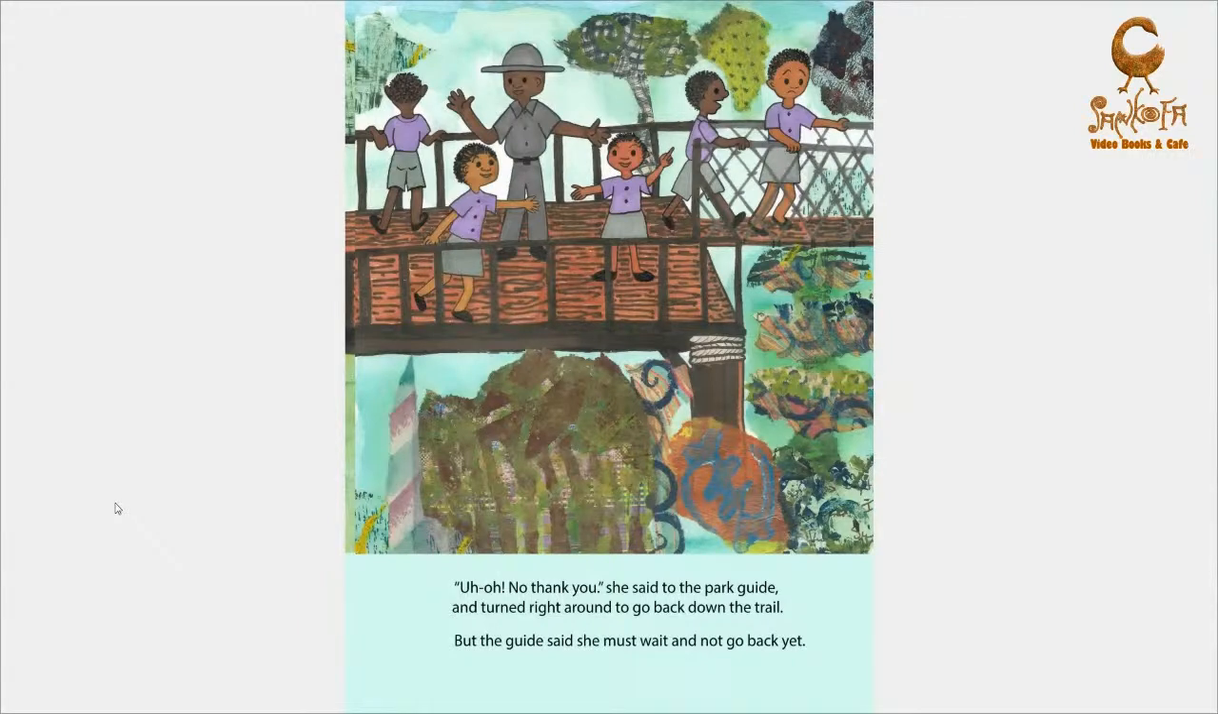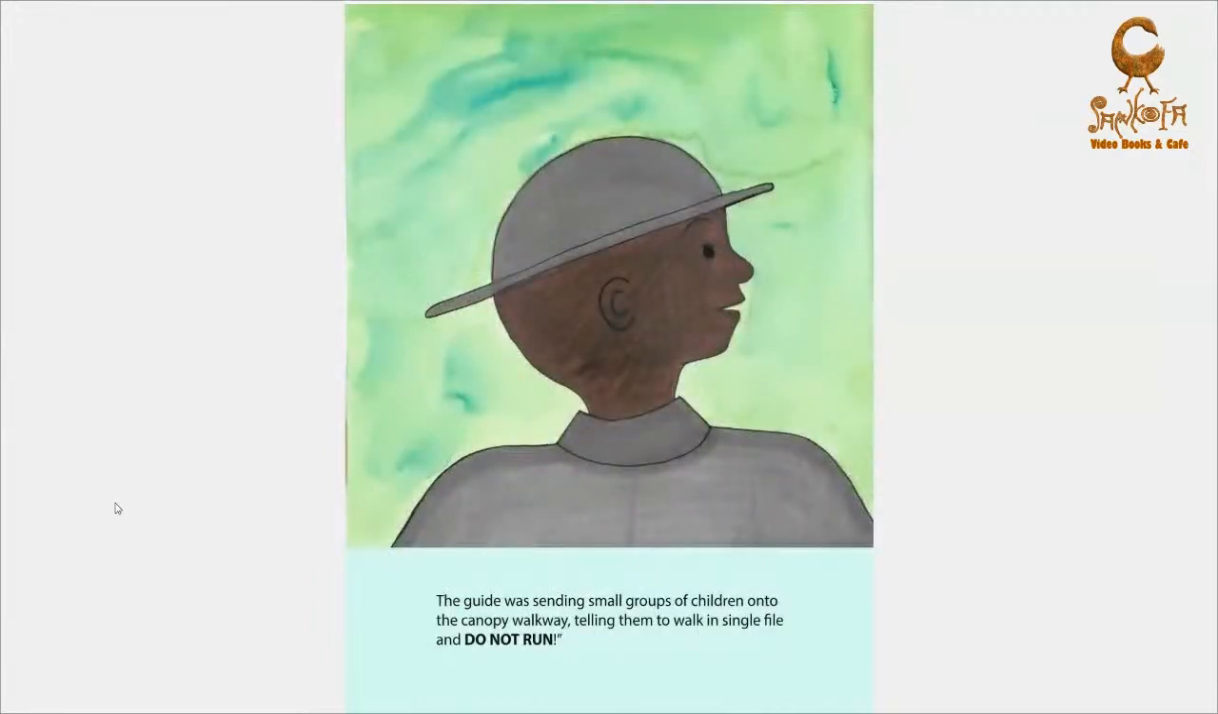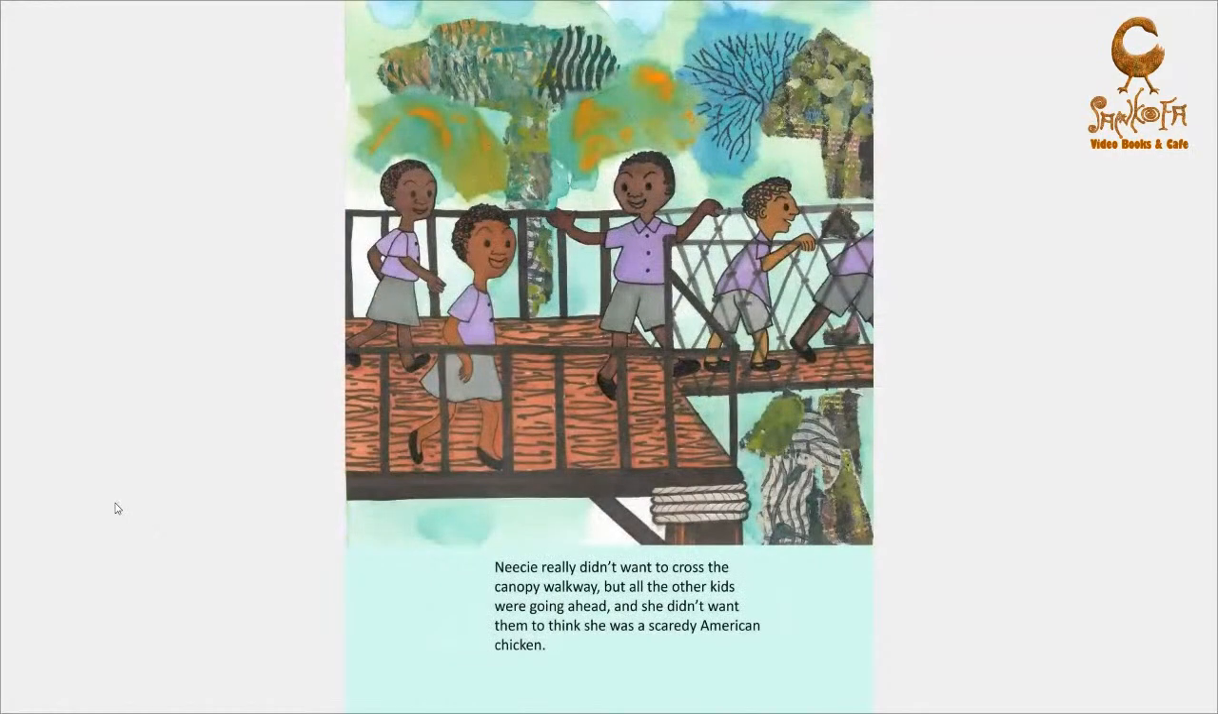No, thank you, she said to the park guide and turned right around to go back down the trail. But the guide said she must wait and not to go back yet. The guide was sending small groups of children onto the Canopy walkway, telling them to walk in single file and do not run. Neesee really didn't want to cross the Canopy walkway, but all the other kids were going ahead, and she didn't want them to think she was a scaredy American chicken.